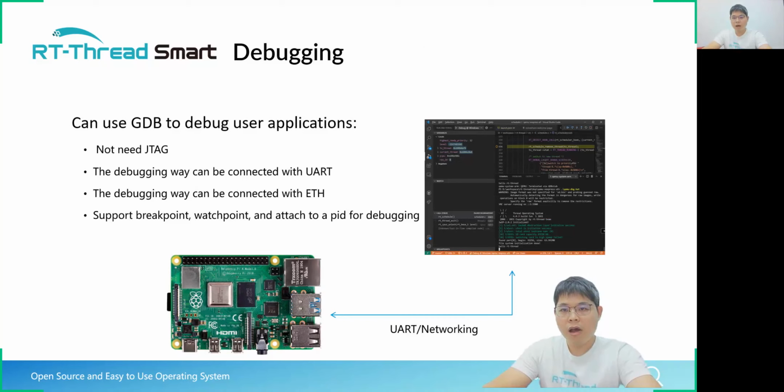The user also can debug user mode apps at the source level by GDB. It's done by implementing a GDB stub in the kernel part, so you can perform software debugging without a hardware debug device. For the debugging way, the user can use UART and network mode. And what's more, according to the chip type, it can support hardware breakpoints and watchpoints for debugging. It supports the debugging mode by attaching to the PID while the process is running.